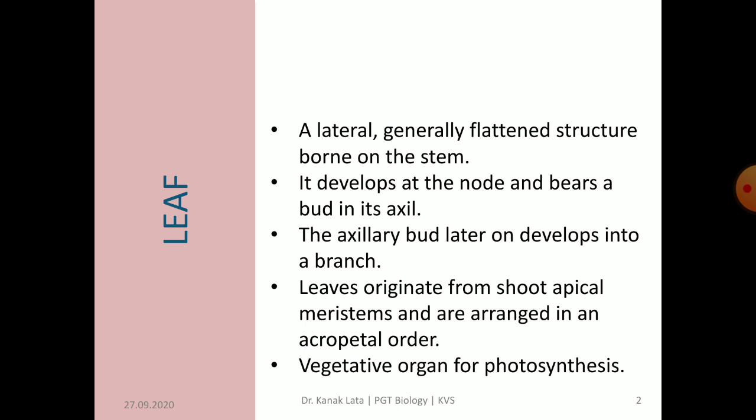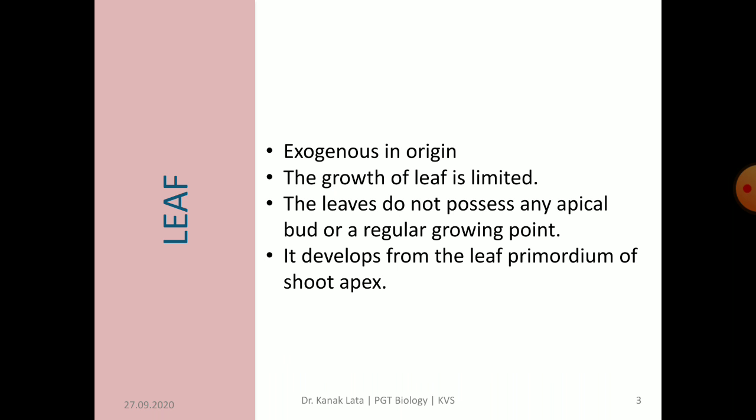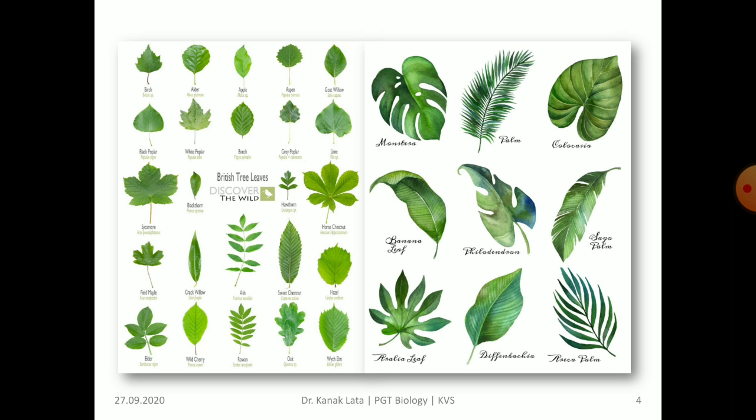Leaf is the vegetative part of the plant and performs the process of photosynthesis. Leaves are exogenous in origin and growth of leaf is limited. It does not possess any apical bud or irregular growing point and it develops from the leaf primordium of the shoot apex. In the given figure, you may observe different varieties of leaves of different plants.